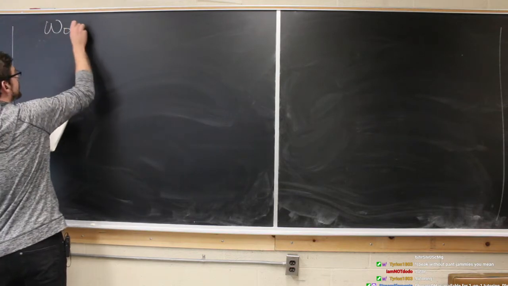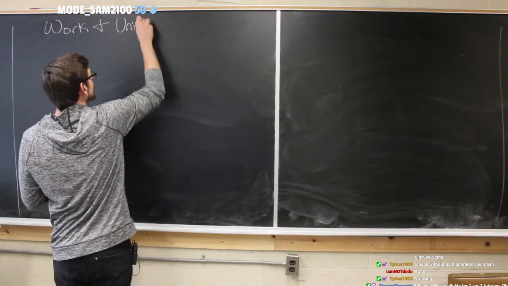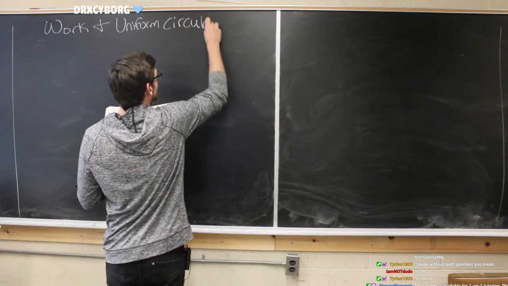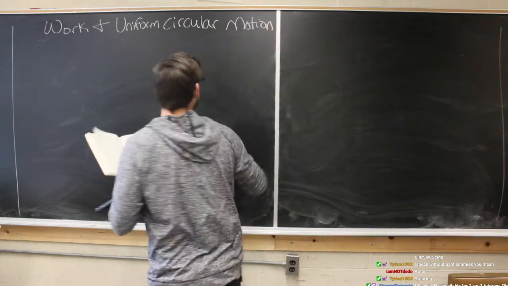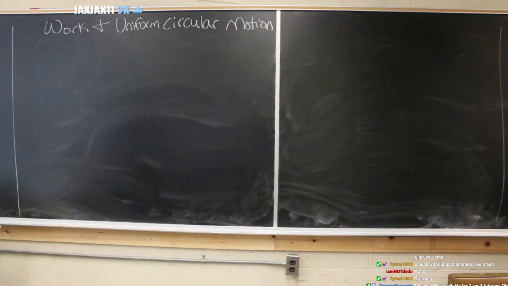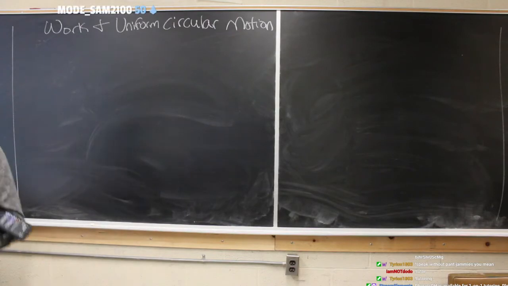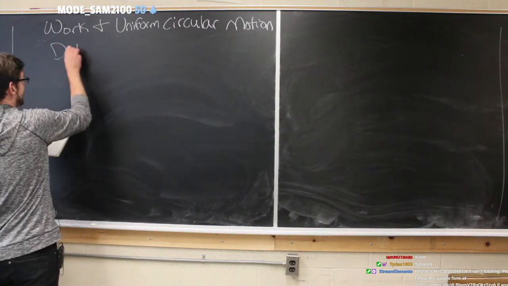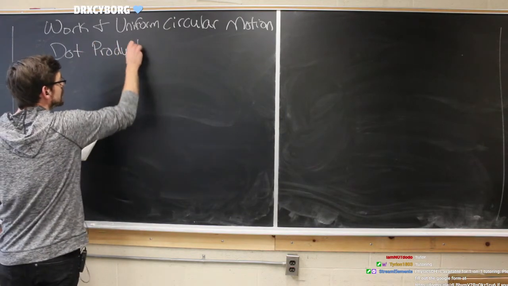Work and uniform circular motion. All right, and in this work and uniform circular motion, we need to know about a couple things. So let's talk about dot products. And again, like I said, in order to know about dot products, let's talk about vectors.